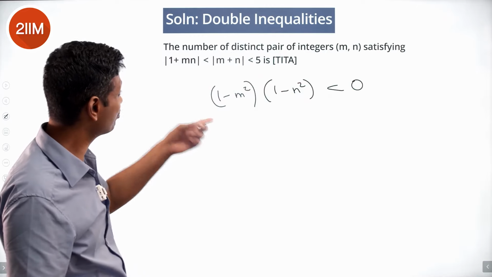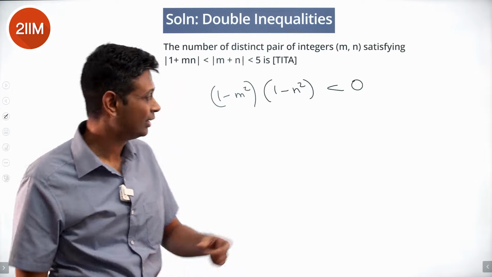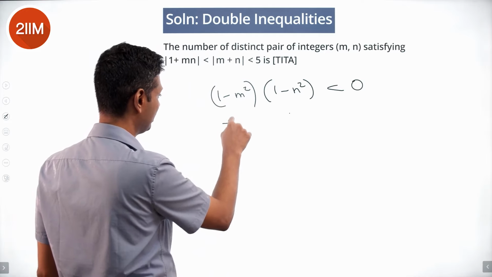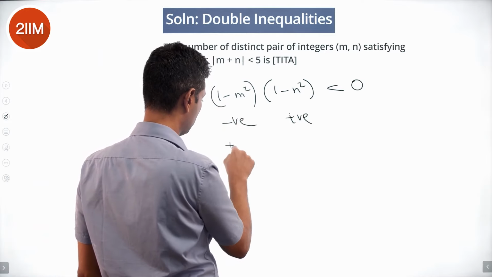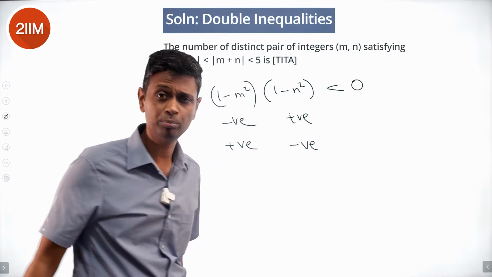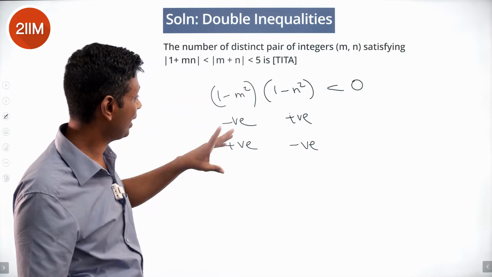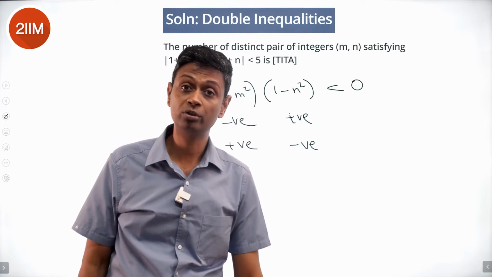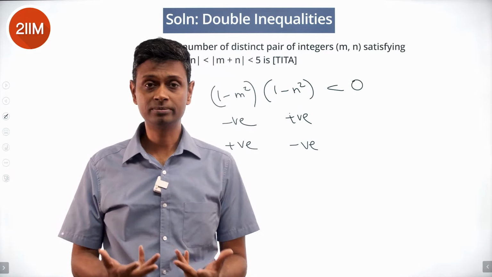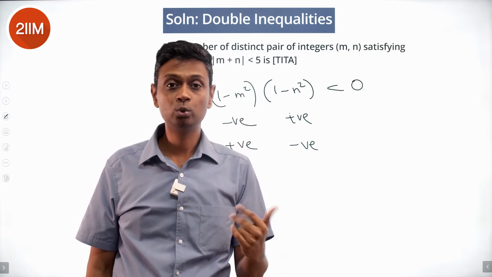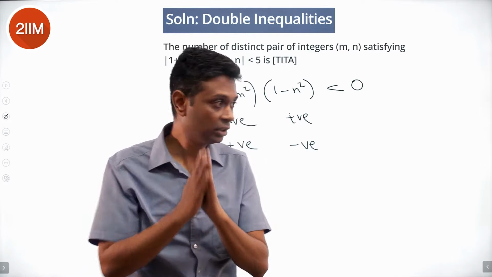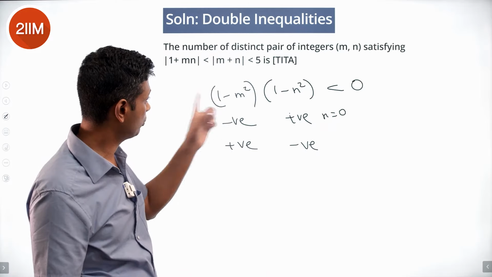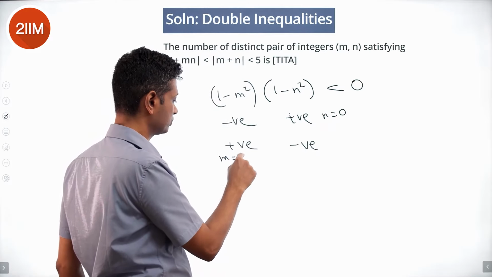Nice. You're looking at distinct pair of integers. Product of two numbers is less than 0. Either this is negative and this is positive, or this is positive and this is negative. The beauty of this is 1 minus m square is negative. That is reasonable. Lots of numbers. 1 minus n square is positive. 1 square is 1. N can't be 1. It'll become 0. 2, 3, 4, 5, it won't work. Only possibility where 1 minus n square is positive is when n equal to 0. Only positive possibility where 1 minus m square is negative is when m is 0.